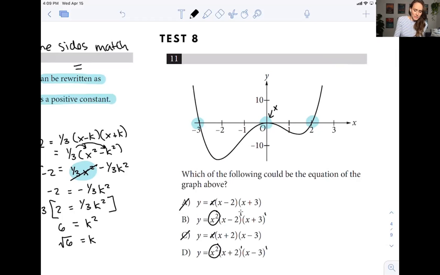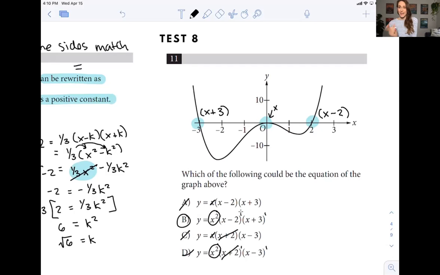So now, since x crosses, our x-intercept here is -3, we know that we're going to have the opposite sign for the factor. So this is a factor of x plus 3. And over here, we again flip that sign. This is going to have a factor of x minus 2. So I am looking for an x minus 2. So I'm going to cross out that, and I'm going to cross out that. And the only one I have left is b.